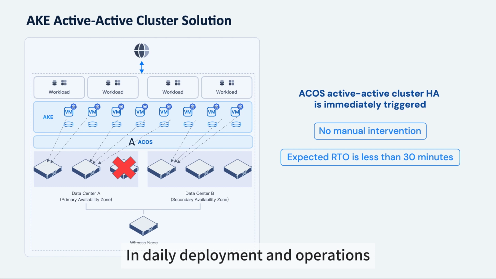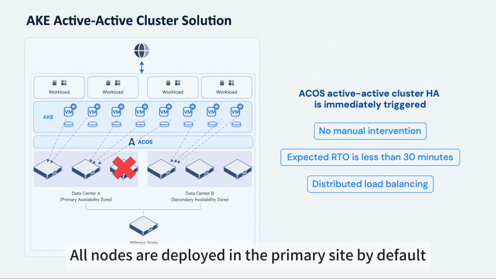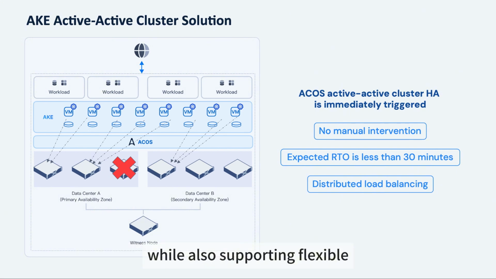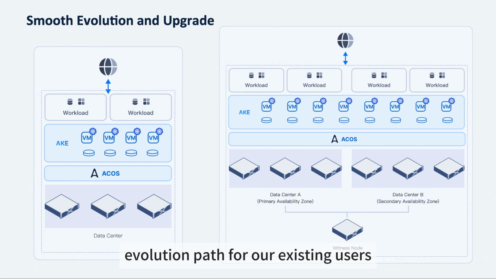In daily deployment and operations, AKE also intelligently utilizes active resources. All nodes are deployed in the primary site by default, while also supporting flexible cross-availability domain deployment, achieving distributed load balancing. It is worth noting that we have provided a smooth evolution path for our existing users.